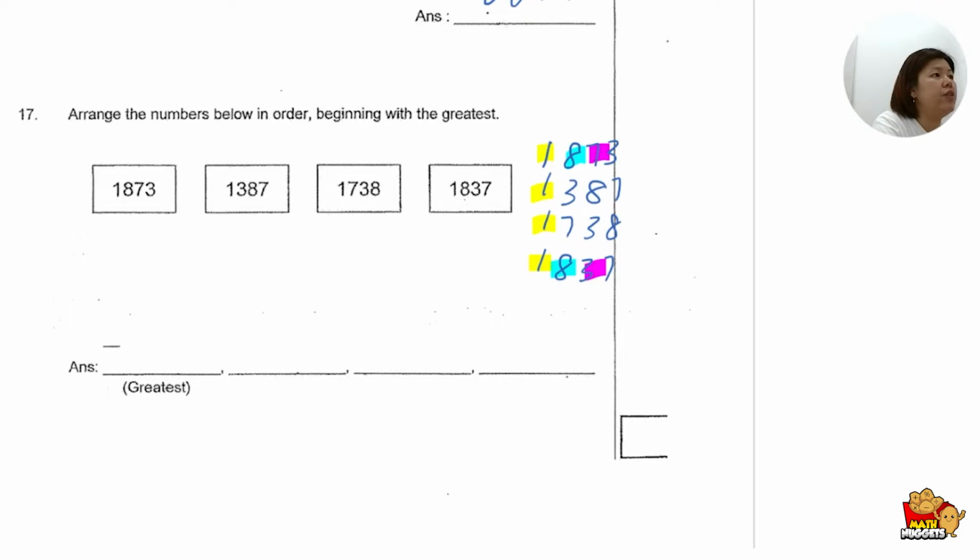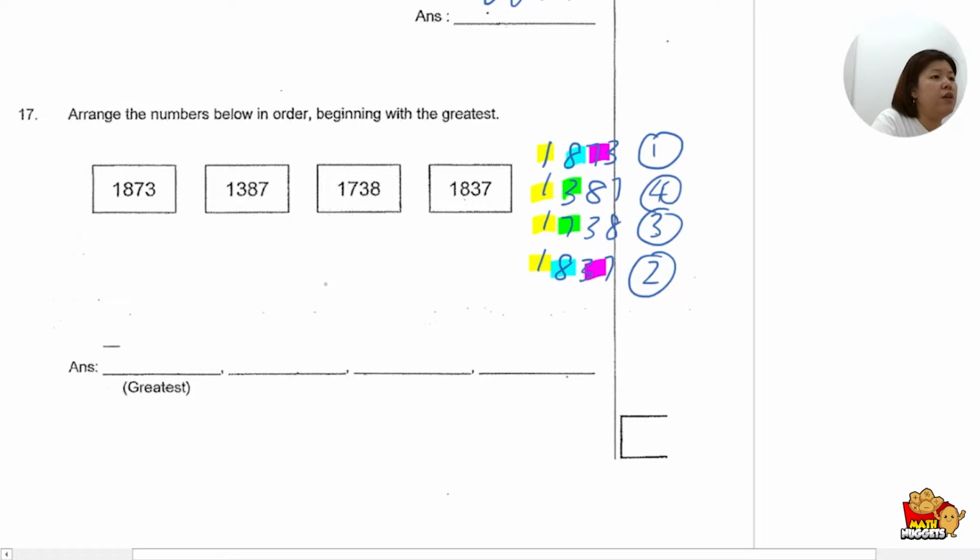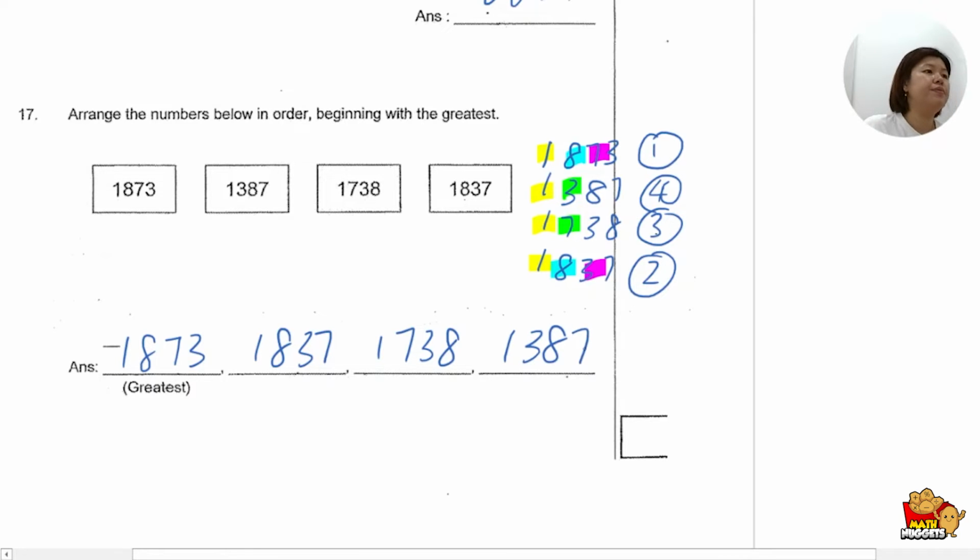Okay, so 7 and 3. So 7 is the first one, this one is the second one. So let's move on. 3 and 7. So meaning this is third and this is fourth. Okay, so let's move on. 1, 8, 7, 3. 1, 8, 3, 7. 1, 7, 3, 8. And 1, 3, 8, 7.